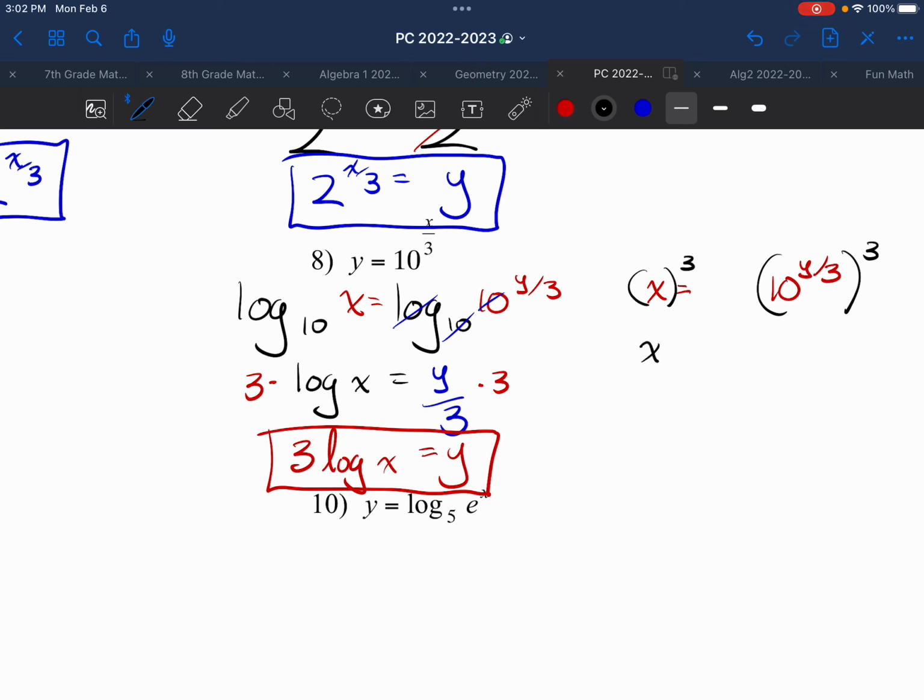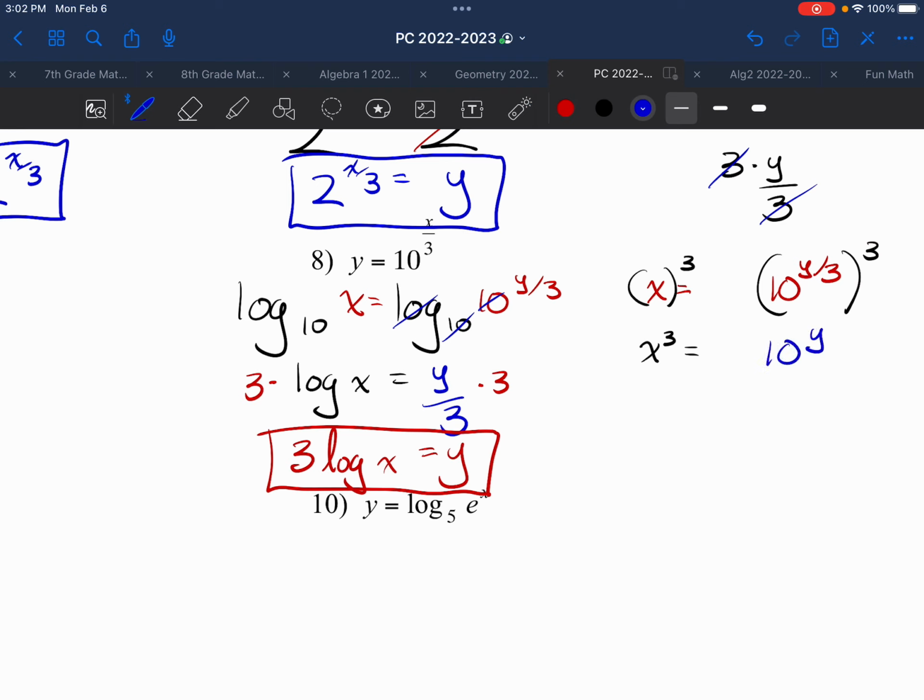That would make this an x cubed on the left, and on the right-hand side, if I multiply 3 times y over 3, the 3 and the 3 would cross cancel, leaving you with just a y. Remember, a power to a power means multiplication. So this would give you 10 to the power of just y.